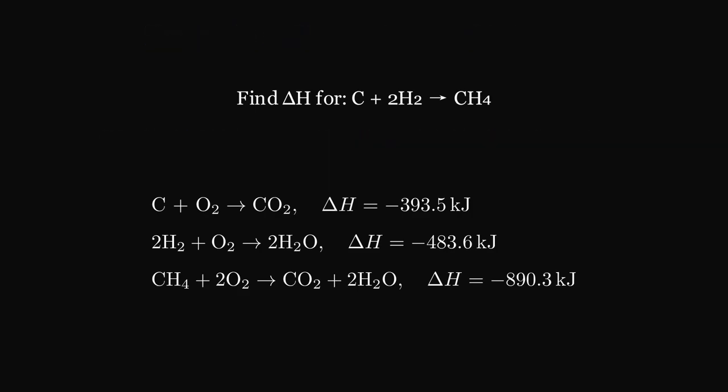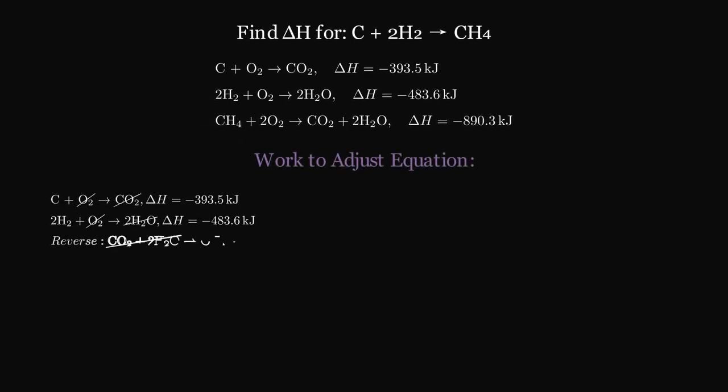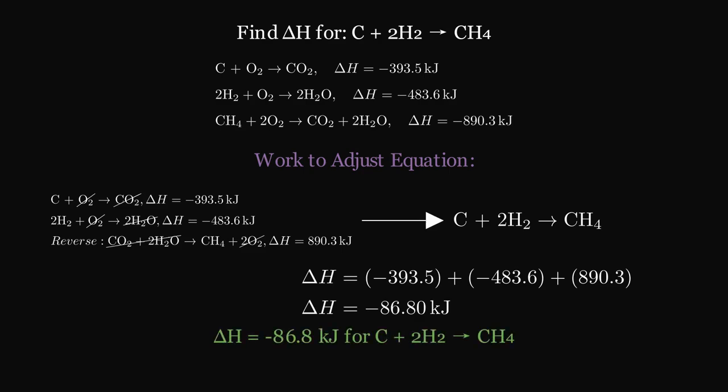Here, we need to reverse the third reaction because methane is a product in the target reaction. Reversing the reaction also means reversing the sign of delta H. Next, we'll add the reactions and cancel out the intermediate compounds to obtain the overall reaction. After combining these reactions, we'll calculate delta H by summing up the adjusted enthalpy changes. For this reaction, delta H is negative 86.8 kilojoules.